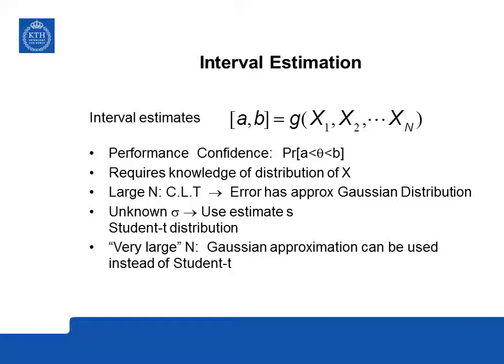For very large n, which is the typical situation in simulation scenarios when we have hundreds or thousands of observations, the Gaussian approximation can be used even though we don't know sigma and have to use the sample standard deviation estimate. So we can use the Gaussian approximation instead of the student t.